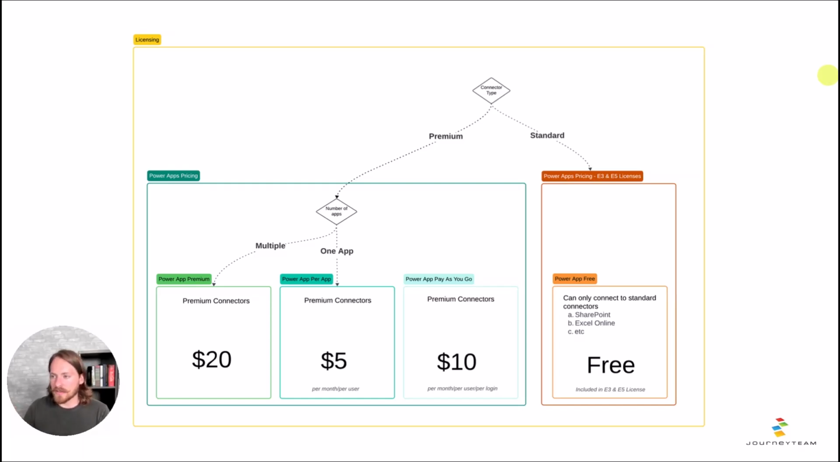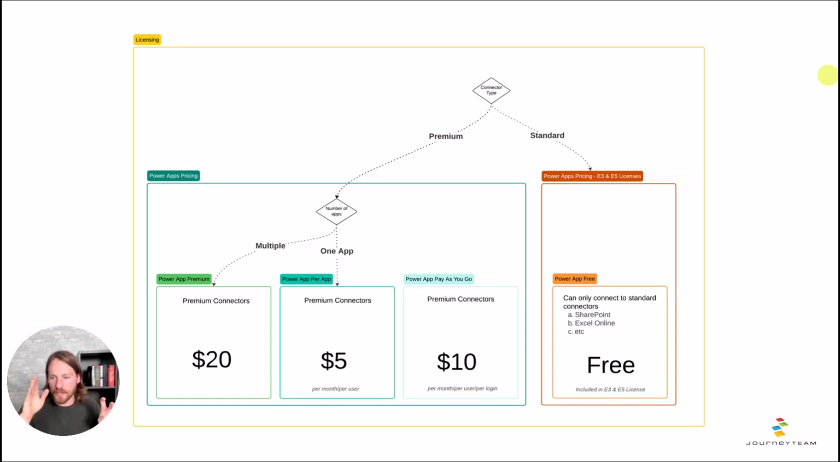So if you already have E3 and E5 licenses and you look at the details in that licensing, it says, hey, you have access to Power Apps, but only if they're using standard connectors. So they can build apps off a SharePoint list or whatever they need. But as soon as you get over to the premium connectors, or as I like to say, a useful connector, now you need to start paying for a premium license.